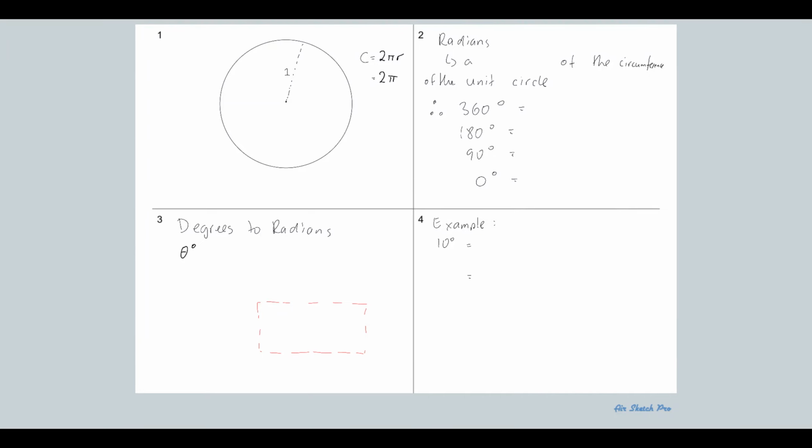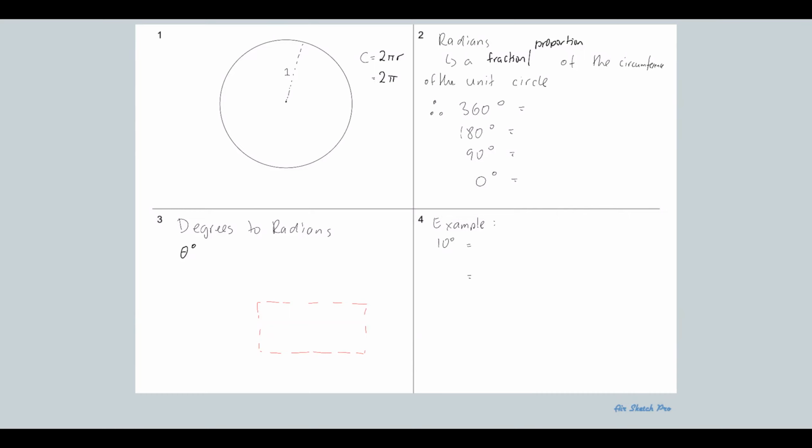So this new measurement of turn, this new angle measurement, is called radians. So now I'm on slide 2 there. And it's a fraction or a proportion of the circumference of the unit circle. That's how it's defined. It's just a definition, right? Just like, why is a yard the length it is? Why is a metre the length it is? It's because some human beings got together and said, let's make it this length.